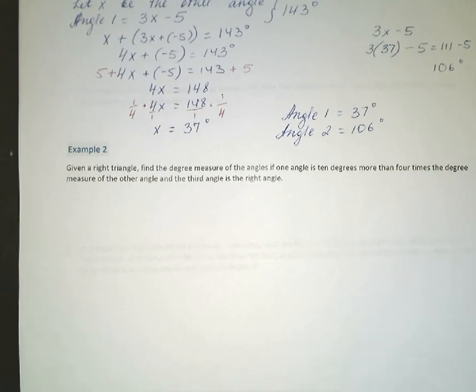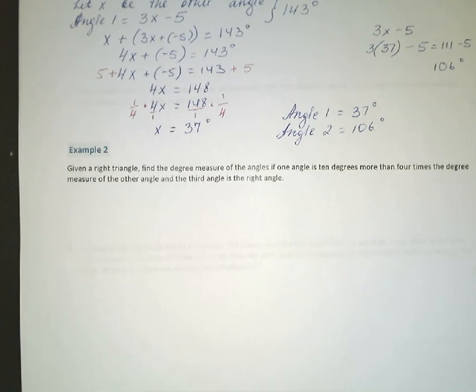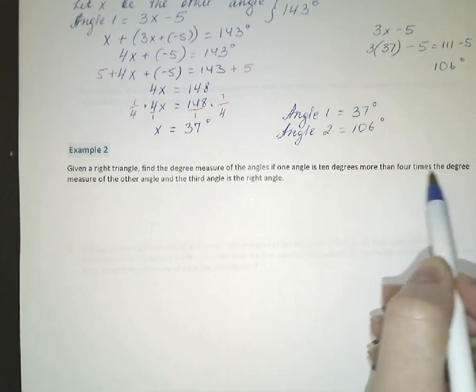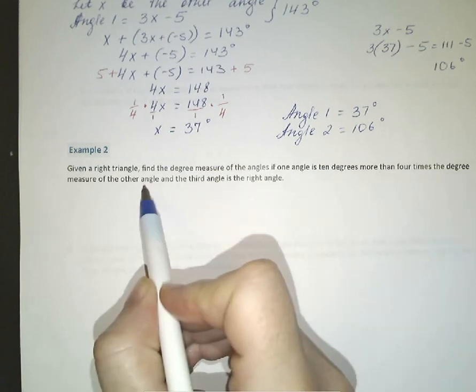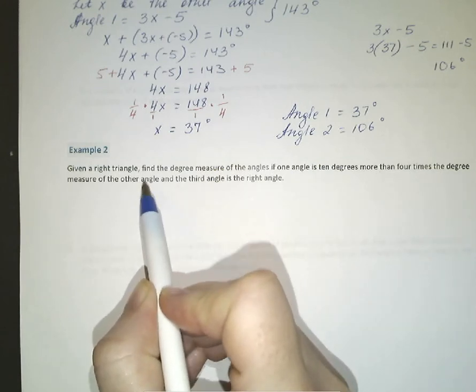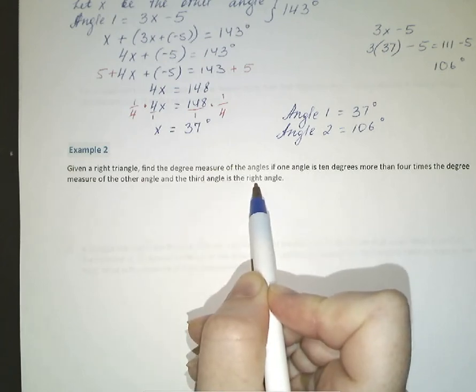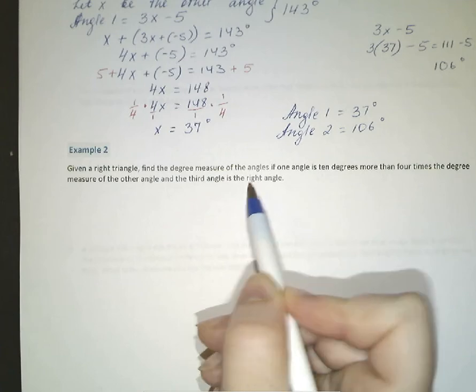Given a right triangle, find the degree measure of the angles if one angle is 10 degrees more than 4 times the degree measure of the other angle, and the third angle is the right angle. Okay, so let's see what we don't know about. We don't know that other angle again. And the third angle, we know what it is. It is a right angle, it means it's 90 degrees.